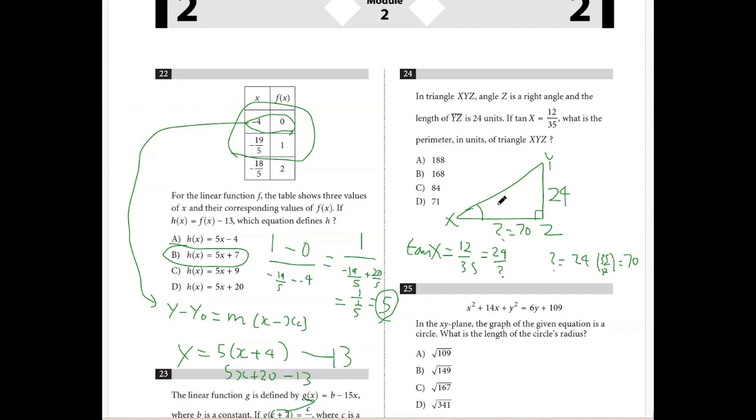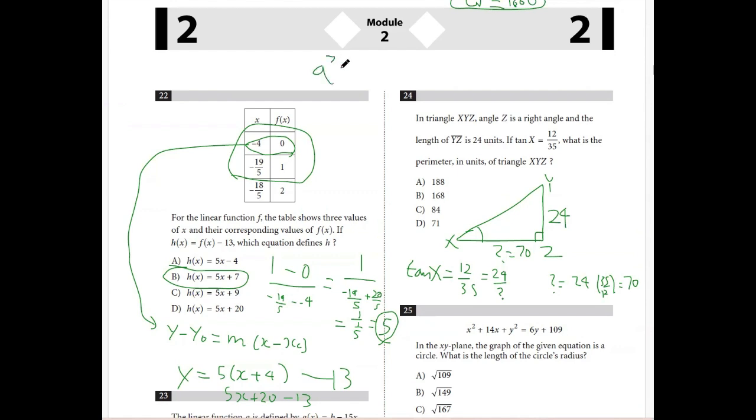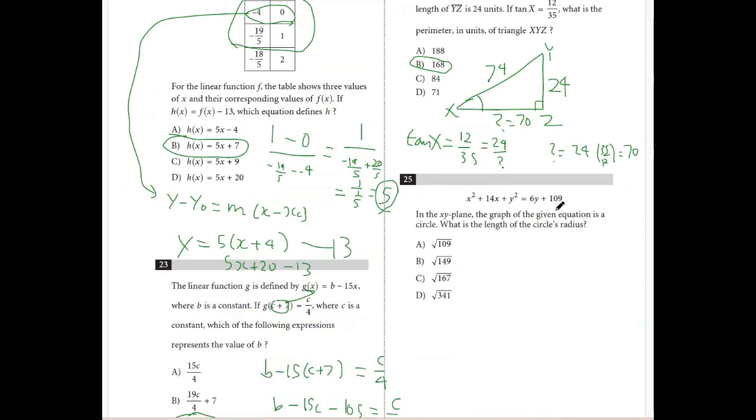We also need to find the hypotenuse, and you can use the Pythagorean theorem here. a squared plus b squared is equal to c squared, and c is simply the square root of whatever a squared plus b squared is. And I know that it's 70 squared plus 24 squared. And what is 70 plus 24 plus 74? That is equal to 168, because that's how you get the perimeter. So B is the correct answer choice here.